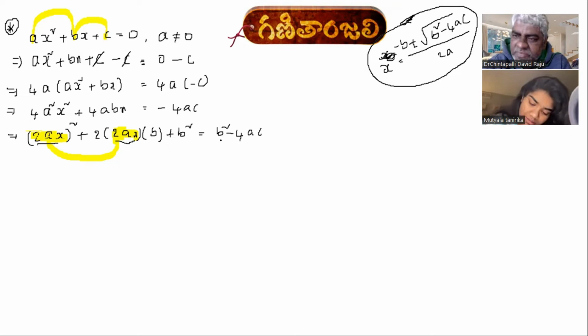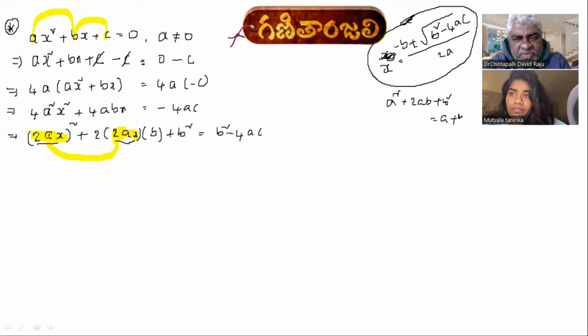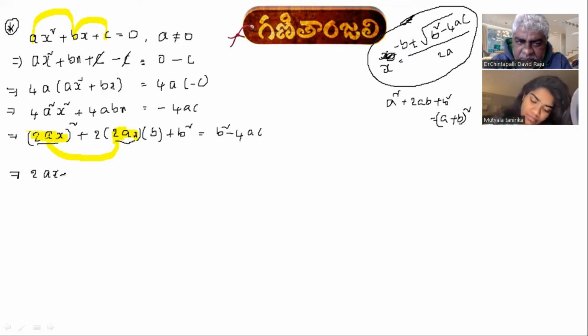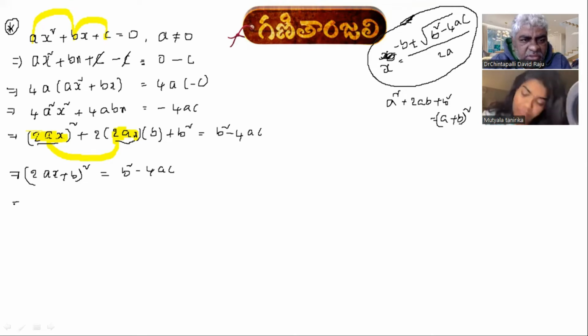Agree? Yes, sir. Now, what is the left hand side? It is in the form of the a plus b whole square formula. You know, a square plus 2ab plus b square is a plus b whole square. So the left hand side is a square plus 2ab plus b square, that is, 2ax plus b whole square. Very good. That's right. The right hand side is b square minus 4ac. Now taking square root on both sides.